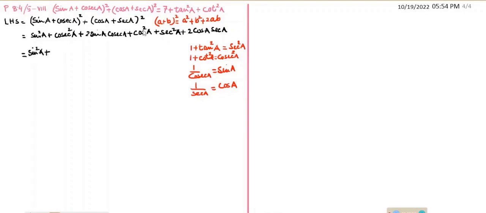Rearranging the cos square term, we have sine square a plus cos square a, replacing cosec square by 1 plus cot square a. Sine and cosec a are reciprocal and they will finally cancel each other. Sec square A is replaced by 1 plus tan square A. Cos and sec A being reciprocal, they will finally cancel each other.